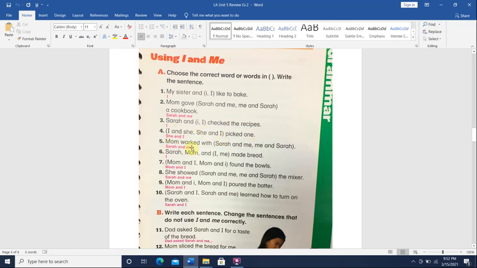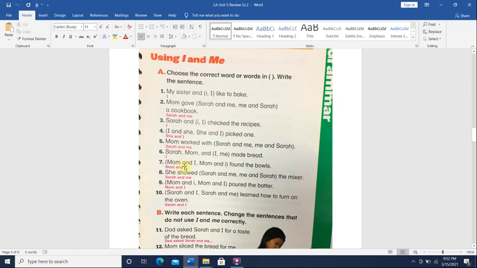Number 5, Mom worked with Sarah and me, or me and Sarah? Mom worked with Sarah and me. Sarah and me, mention the other person first. Sarah, Mom, and I made bread. I chose I because it's before the verb, because the verb here is made. So Sarah, Mom, and I.